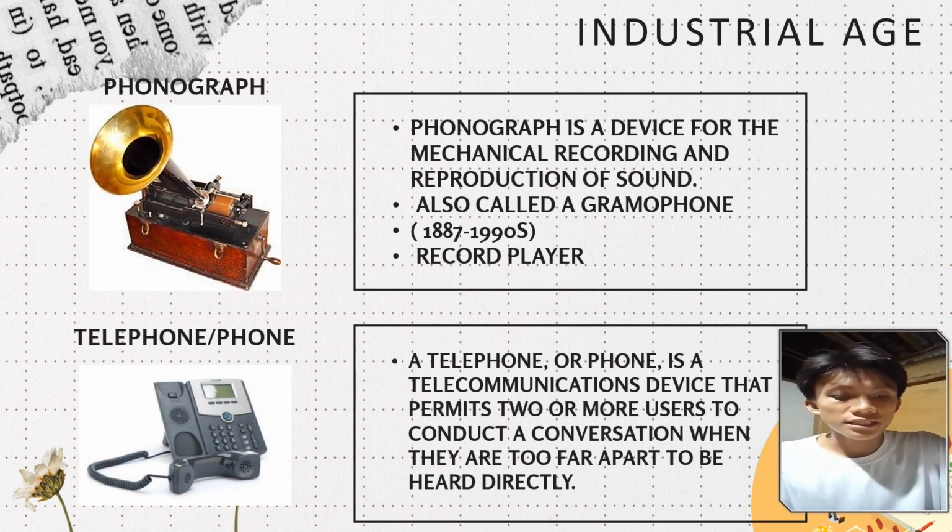And next is the phonograph. The phonograph is a device for the mechanical recording and reproduction of sound, also called a gramophone, from 1887 to the 1900s, and also called a record player. And last is the telephone or phone. A telephone is a telecommunications device that permits two or more users to conduct a conversation when they are too far apart to be heard directly.